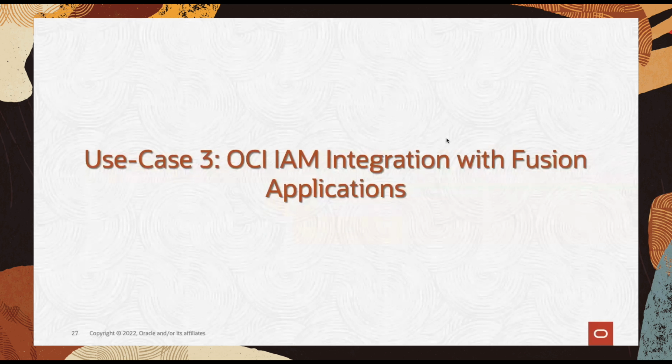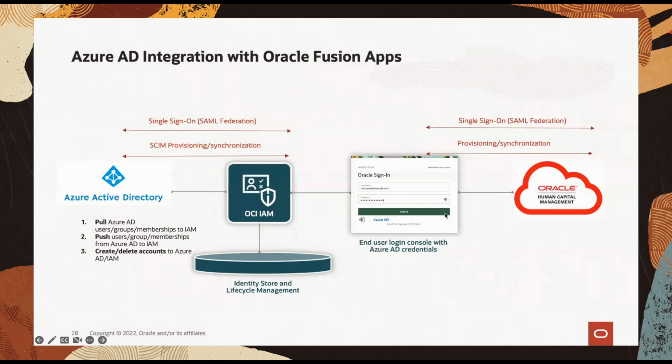Okay, now let's discuss the next use case. This is the most common use case we see: how you can integrate the Oracle SaaS Fusion applications with the OCI IAM for both single sign-on and user management. Here I've taken the example of the HCM application, but the same configuration applies to your other SaaS applications like enterprise resource planning (ERP), supply chain management (SCM), or your CRM applications, right? We have seen that the OCI IAM can act as both an identity provider and a service provider.